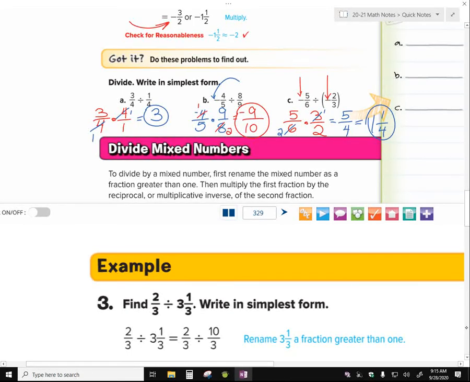For this one, for C, I have a double negative. And when you multiply or divide two negatives, it becomes positive. So I just left the negatives out because I know that the product is going to be positive. I had a common factor of 6 and 3. I divided 6 by 3 and got 2. I divided 3 by 3. I got 1. 5 times 1 is 5. 2 times 2 was 4. 5/4 simplifies to 1 and 1/4.